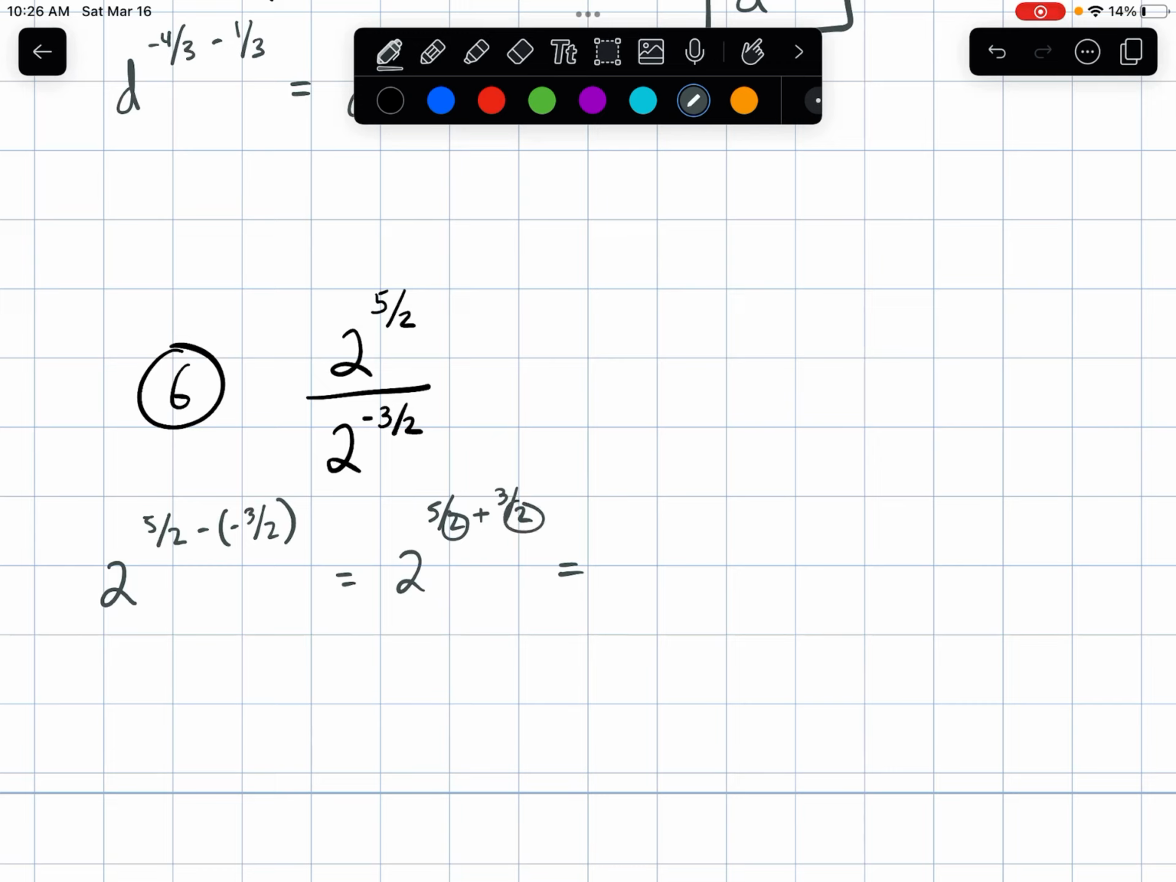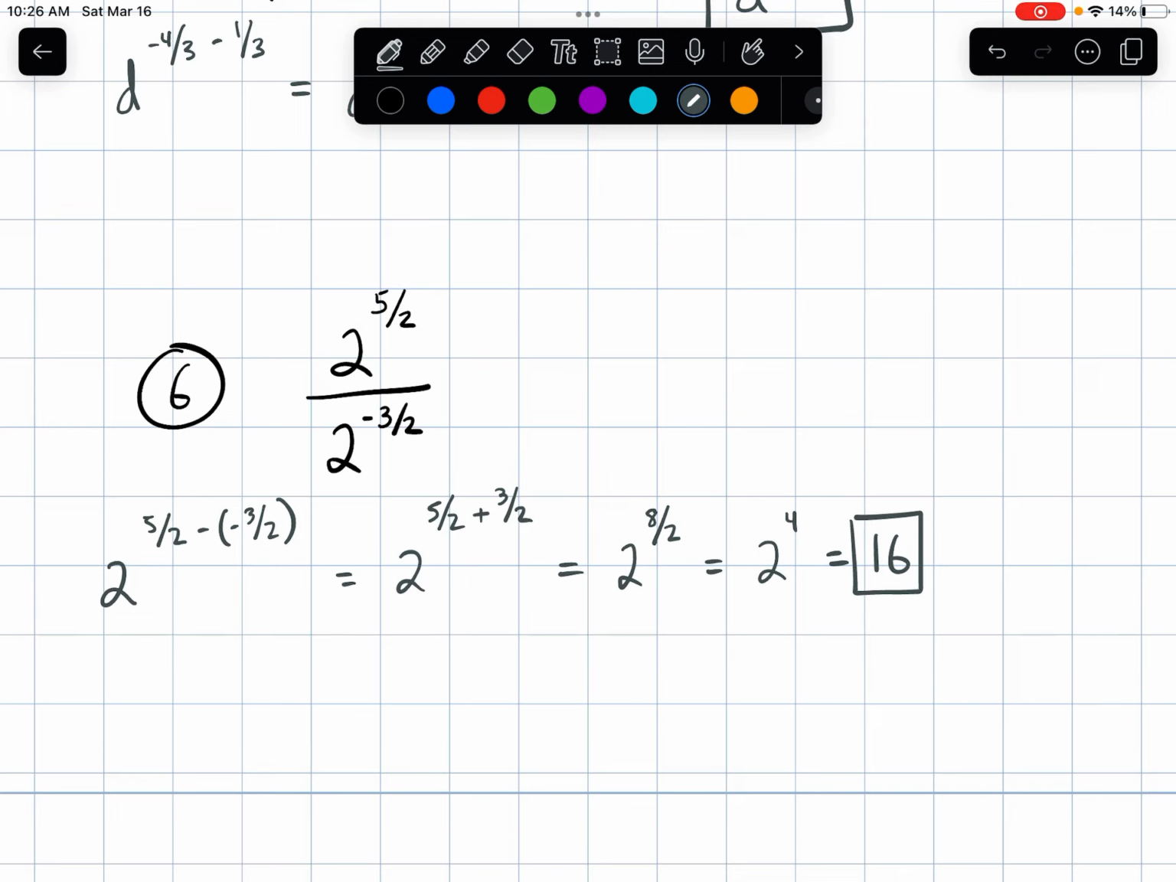Well, luckily, again, we have common denominators of 2. So if I add the numerators together, 5 plus 3 is 8. So this is like 2 to the 8/2 power. And 2 to the 8/2 power, that does reduce to be 2 to the 4th. And we know 2 to the 4th power is 16. All right, so 16 would be my final answer there.